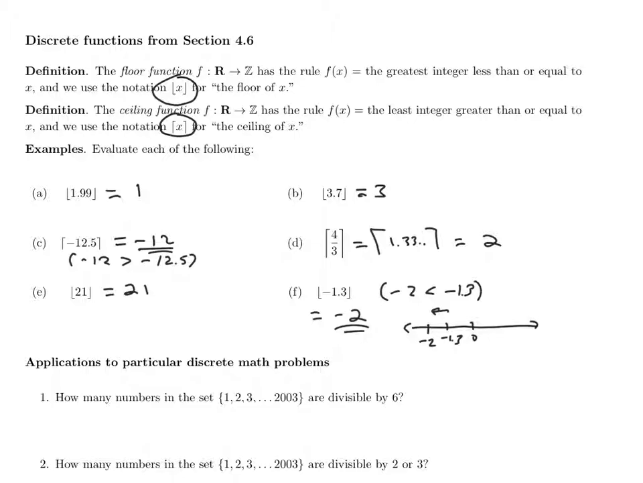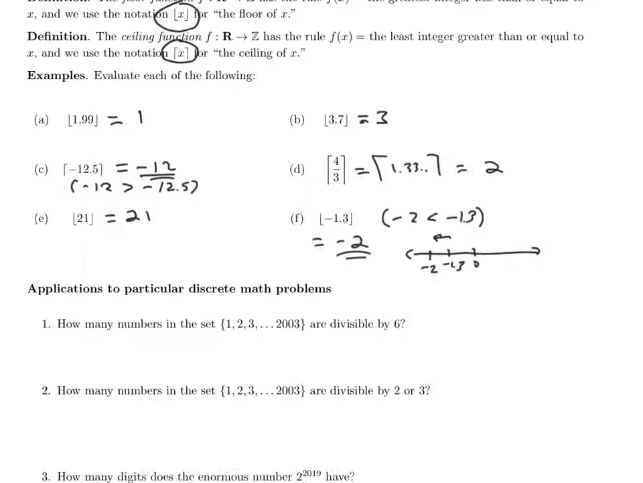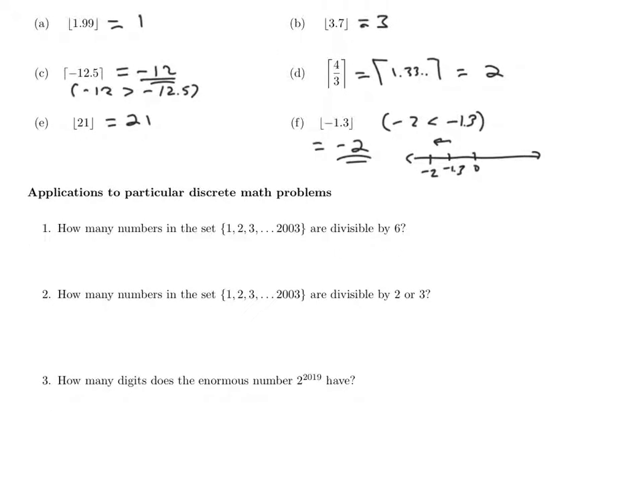Okay, so how are these applied? Well, we've seen one application before with problems about divisibility when we were talking about inclusion and exclusion. The numbers that are in this set that are divisible by 6, that's 6 times 1, 6 times 2, 6 times 3, and so on. And the question is, how far can you go? What is the highest that you can go and still be in this set?